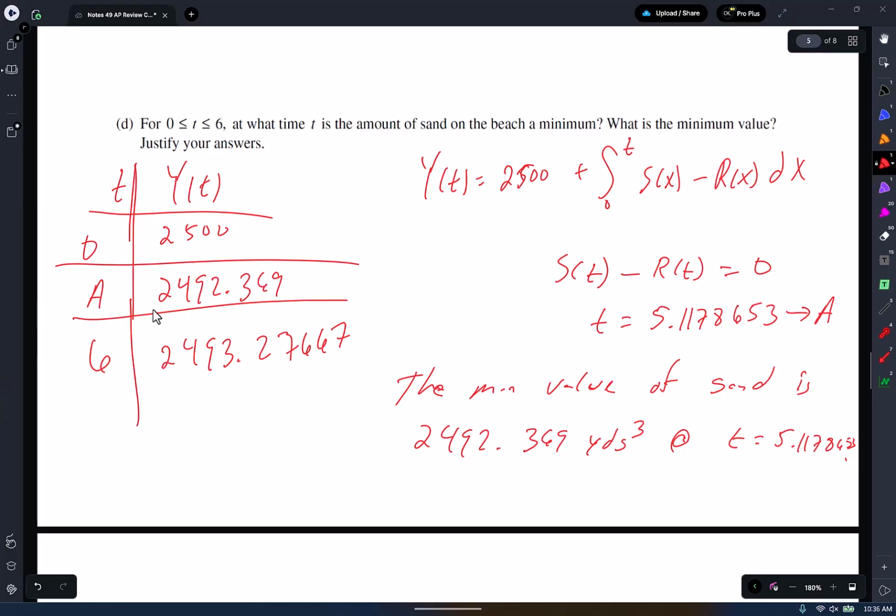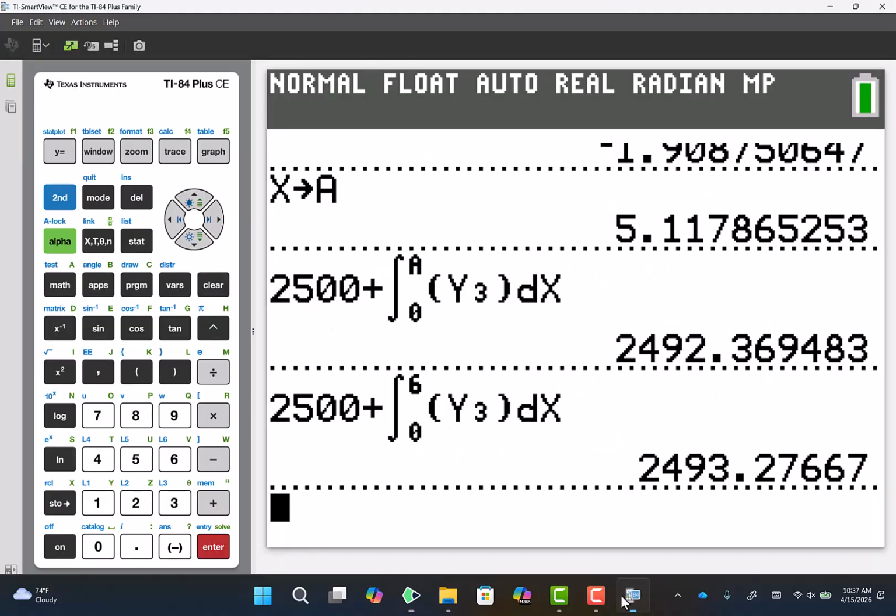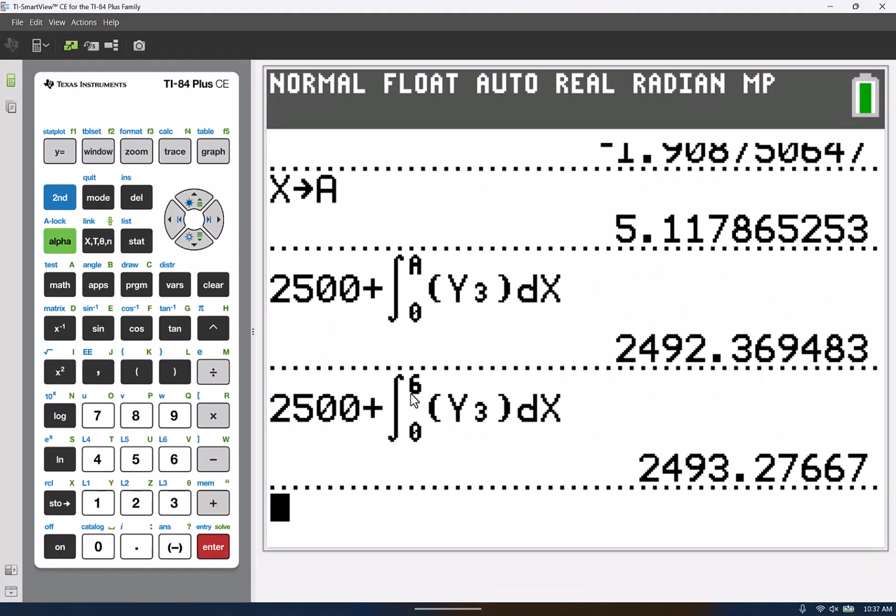Did the what? 2492? Oh, this is a 6? I typed it in here like that. 0 to 6.